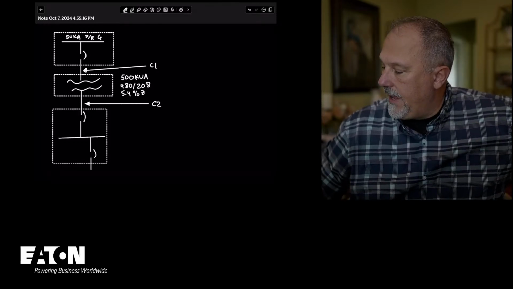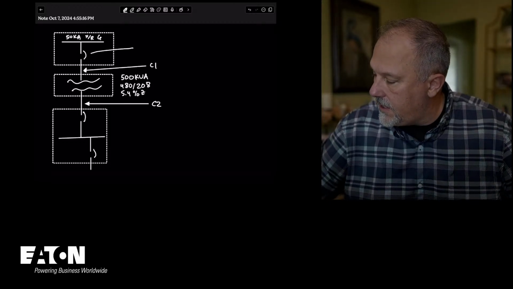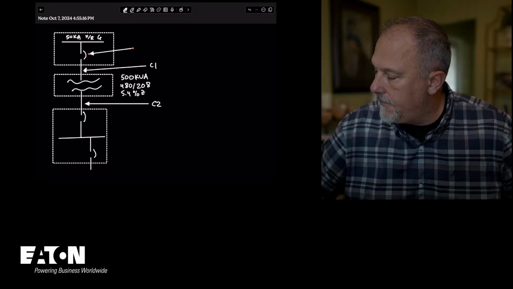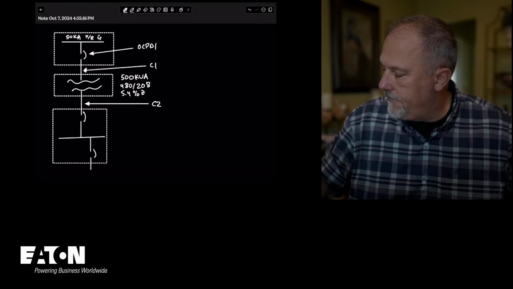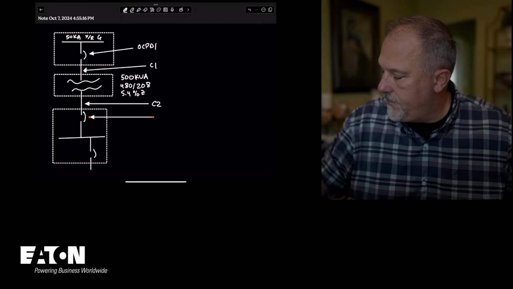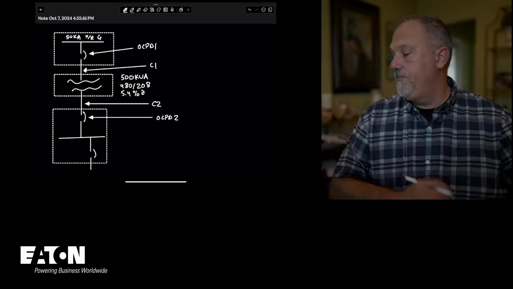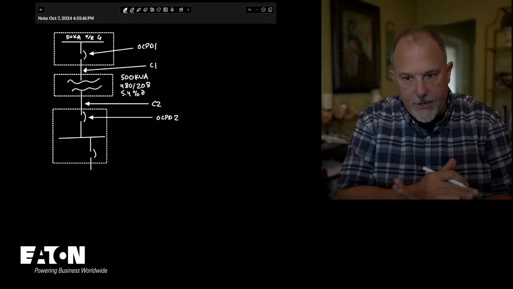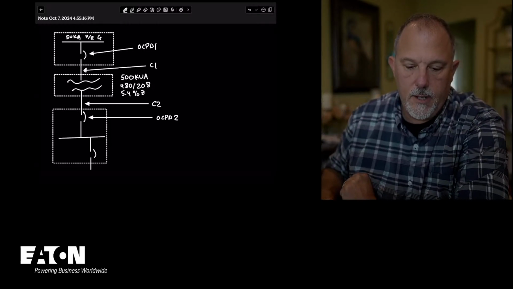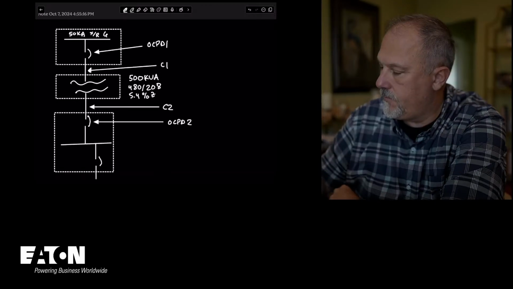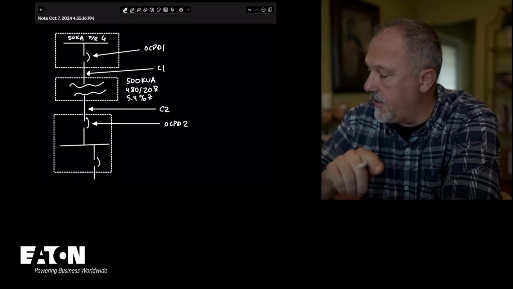All right, so I've got to pick my conductors and my overcurrent. So this is conductor 1. This is OCPD1. And this is OCPD2. We've got to pick our primary and secondary overcurrent devices, and then we'll have to pick our conductor sizes once we pick the overcurrent devices.